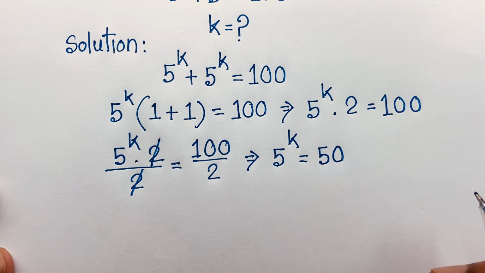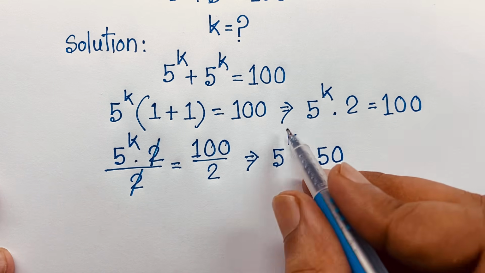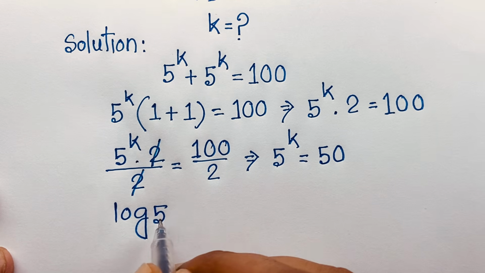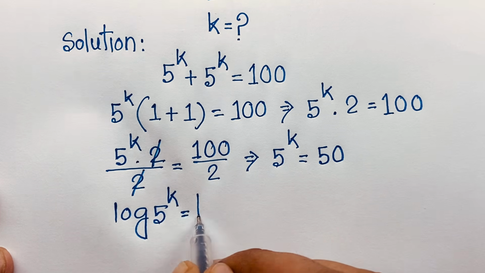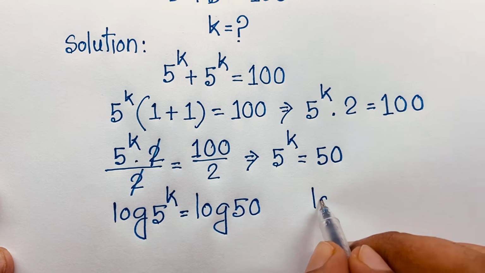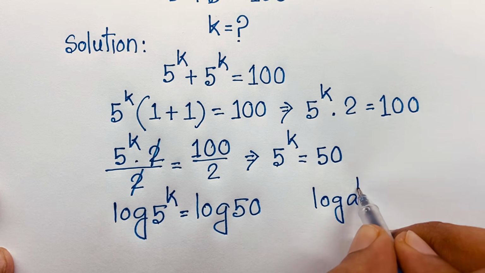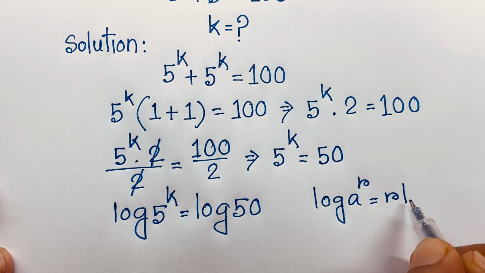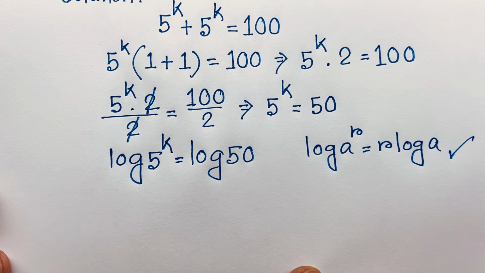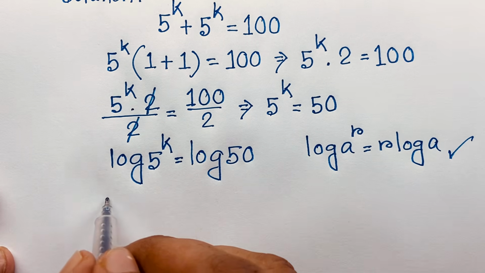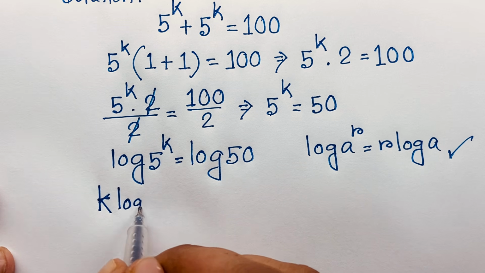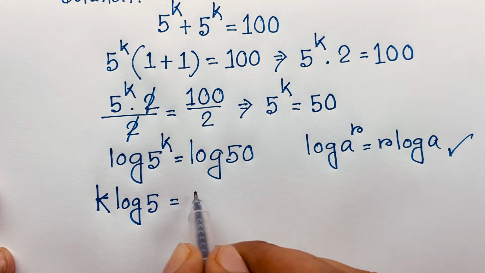Now I take the natural log of both sides, because our target is k. So log 5 to the power k is equal to log 50. Now we know that log a to the power r is r log a. If I apply this formula here, the exponent moves in front, so it will be k log 5 is equal to log 50.